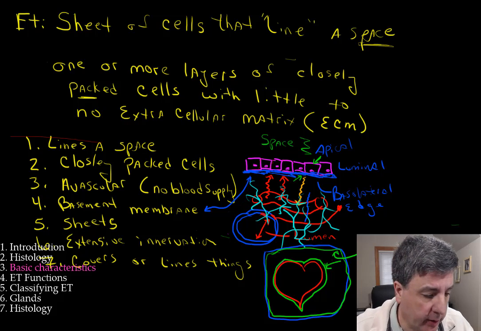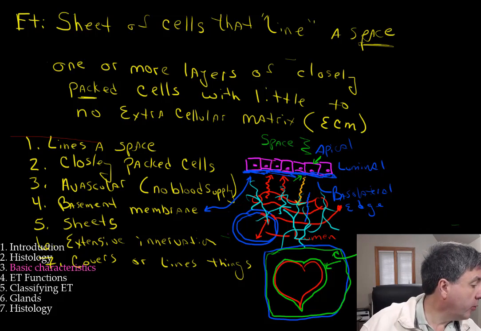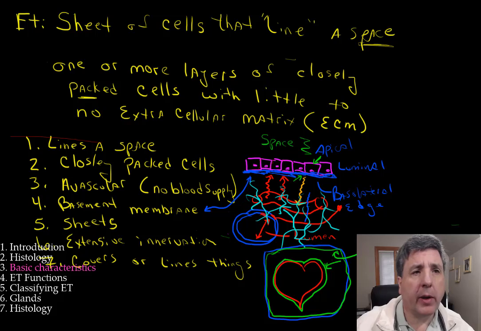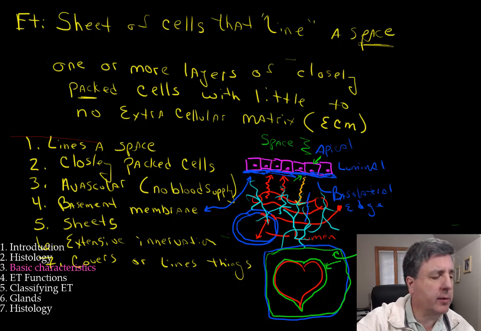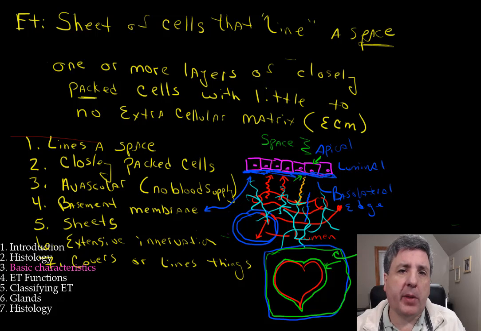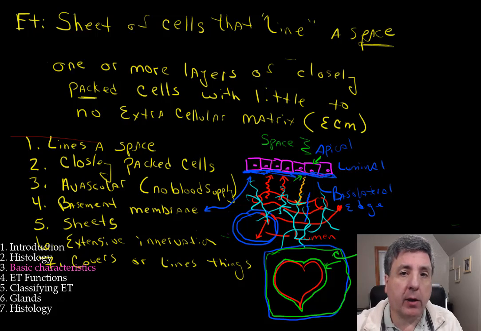Let me see, is there anything else I want to cover on this one? Avascular. No, I think that covers this one. So those are the basic characteristics of epithelial tissue. And now why don't we go back into the functional components of epithelial tissue.